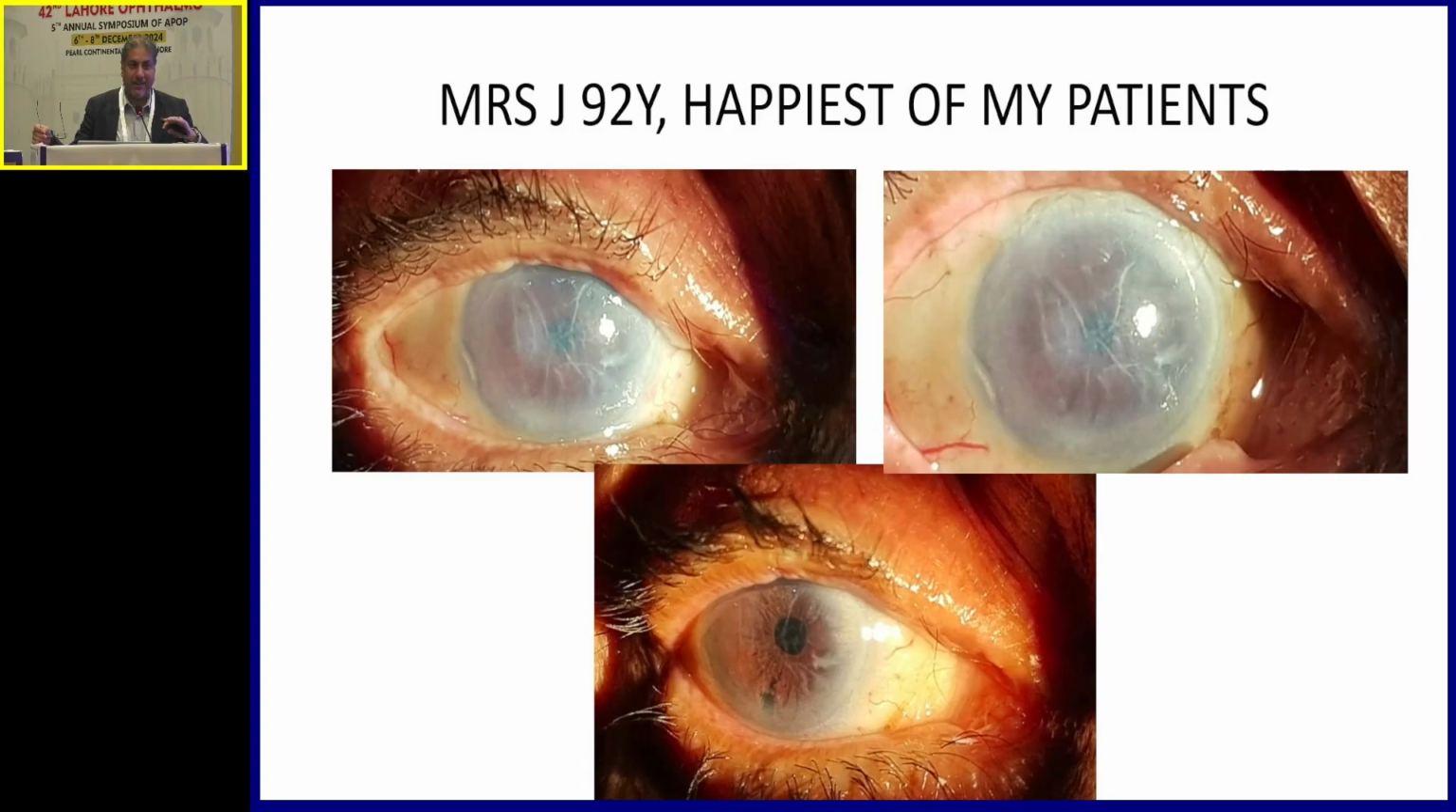6/24 roundabout. And the best thing is that she can read and recite the Quran. And that's the best part of it. And she is a very happy patient, and I'm happy.